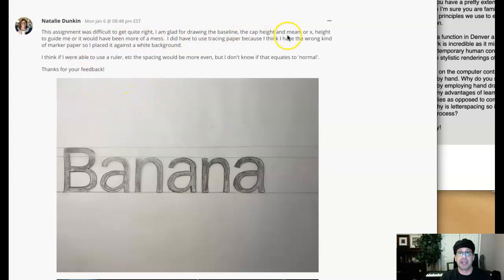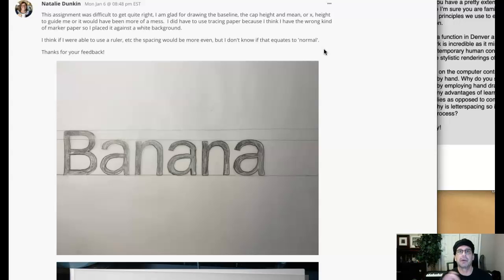Your appreciation of the baseline, mean line, cap line points directly to letter mechanics. So that's great that you recognize that. Except the guide made a bit more of a mess. I did have to use tracing paper because I have the wrong kind of marking paper. Whatever paper you have is fine as long as you can accurately trace through it. In a perfect world, we all have a light table at home. I usually make a light table when I need to trace. I take one of the glass tables in my house and I just put a lamp right underneath it, and it really works out well.